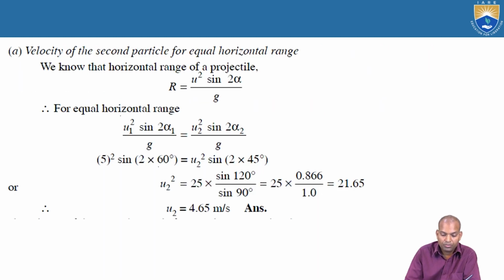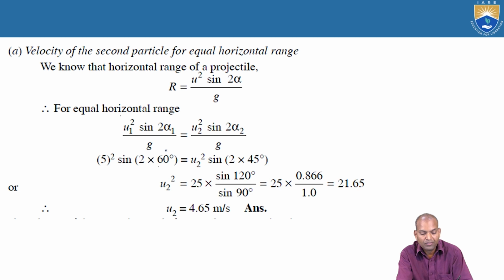Now, we know that the horizontal range is u square sine 2 alpha by g. Equal horizontal range means u1 square sine 2 alpha 1 by g equals u2 square sine 2 alpha 2 by g. We know u1 but we need u2, the second particle velocity. Alpha 1 is 60 degrees and alpha 2 is 45 degrees. Substituting, 5 square times sine 2 times 60 equals u2 square sine 2 times 45. From that, u2 can be calculated.